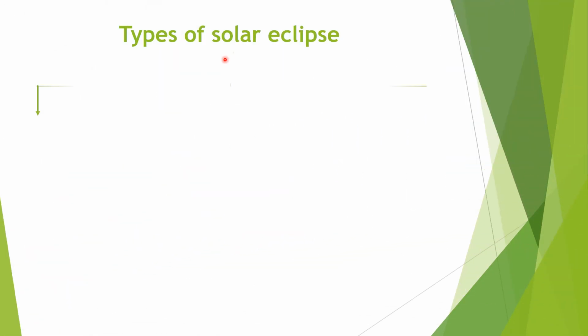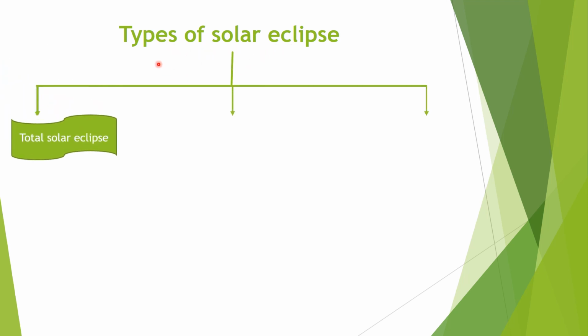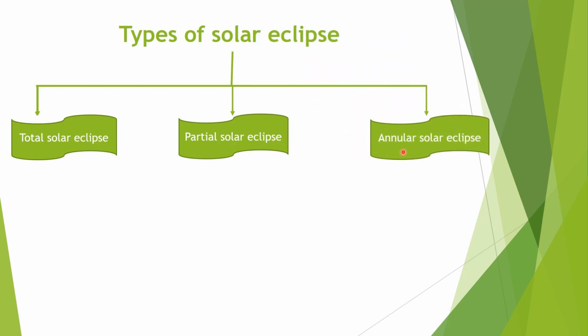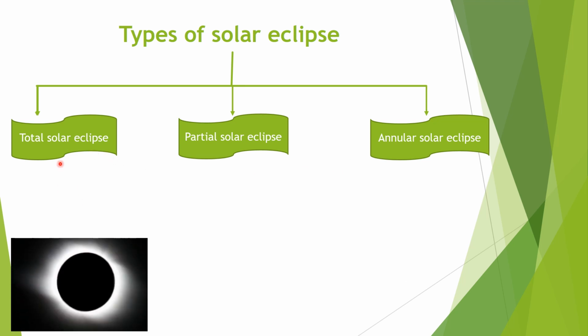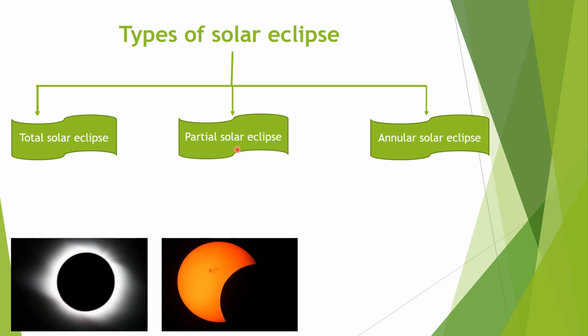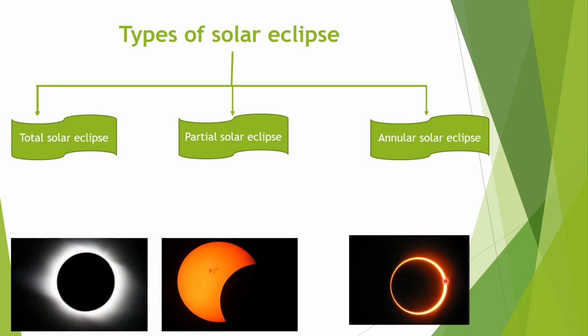Now we will talk about types of the solar eclipse. We know that there are 3 types of the solar eclipse. Number 1, the total solar eclipse. Number 2, partial solar eclipse. Number 3, annular solar eclipse. Look at this picture, it represents the total solar eclipse. You will not see the light. Number 2, partial solar eclipse, you will see a part of the sun. With annular solar eclipse, you will see the sun as a lighted ring.